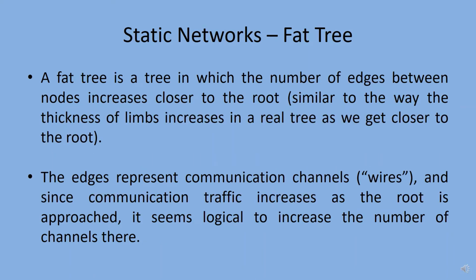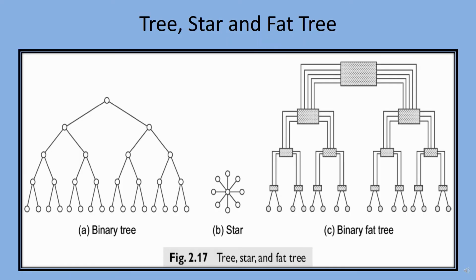Fat tree. A fat tree is a tree in which the number of edges between nodes increases closer to the root, similar to the way the thickness of limbs increases in a real tree as we get closer to the root. The edges represent communication channels, and since communication traffic increases as the root is approached, it seems logical to increase the number of channels. The diagram shows binary tree, star and binary fat tree.